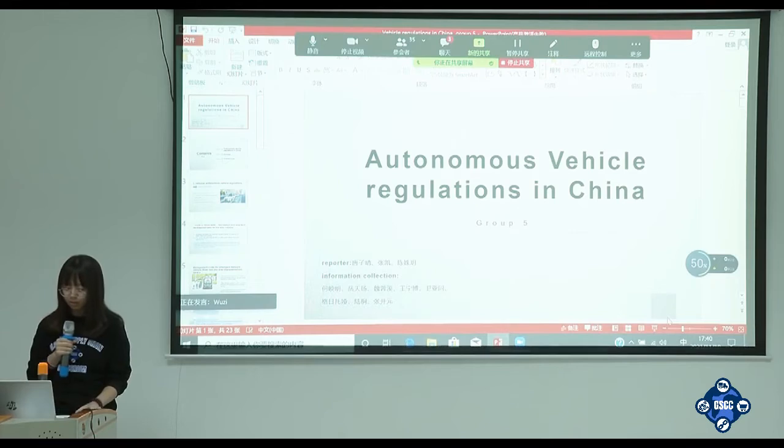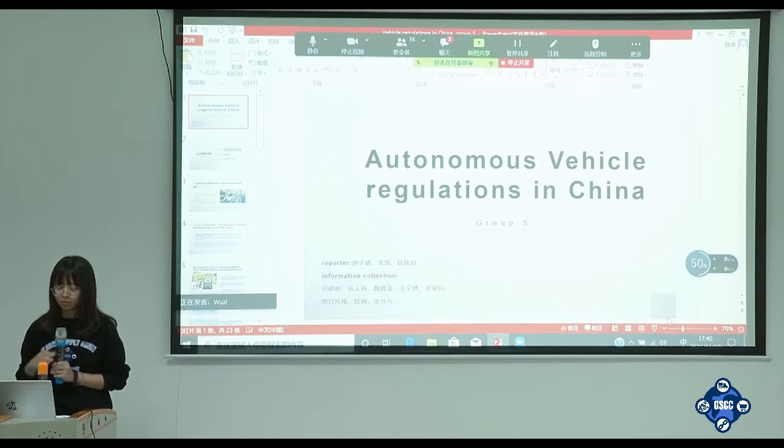There is a test scheduled in Tianjin for test platoons. But there are also some autonomous trucks used in maybe Shenzhen and Shanghai to transport some cargo.